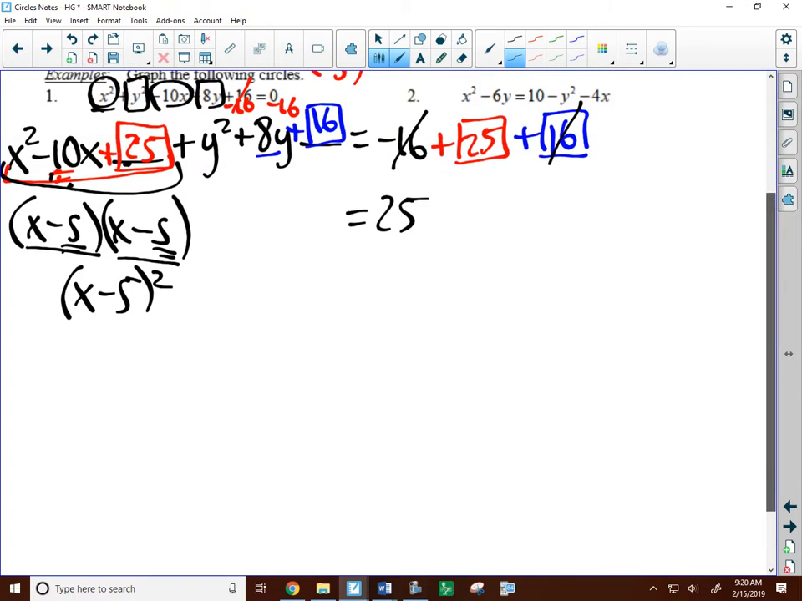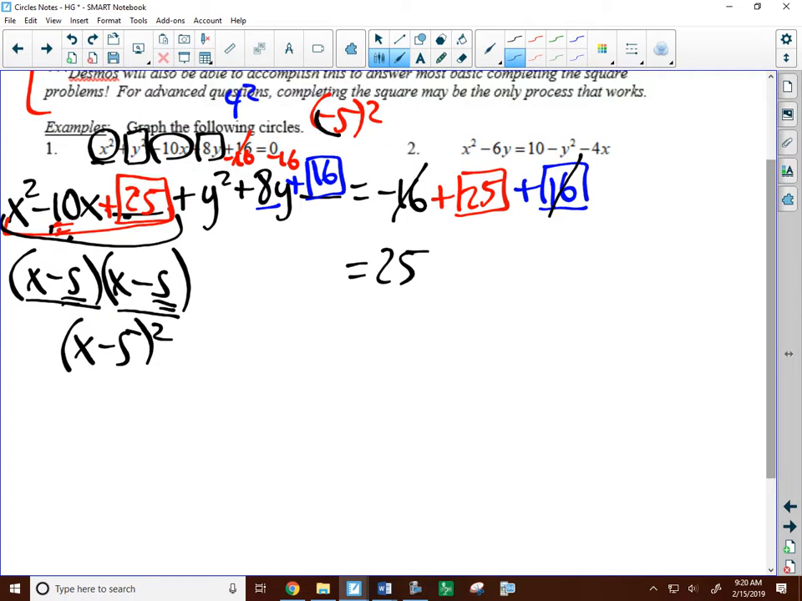Now, another hint on these is you don't even have to think much on the factoring. It's always the b value divided by 2. It's always the number here before you square it. That's going to go here. So x minus 5 is x minus 5 squared. And then plus, we repeat with the y's.